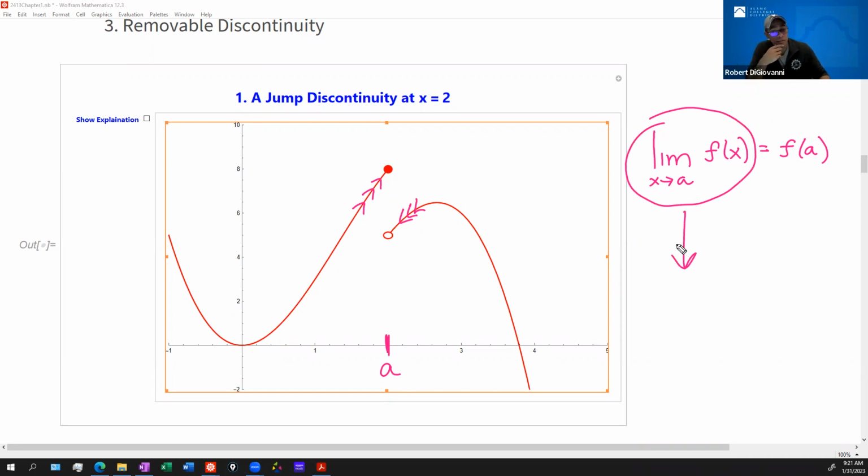If you have a jump, what happens to a limit when the left and right aren't the same? What do we say? The limit does not exist. The limit doesn't exist. Exactly.